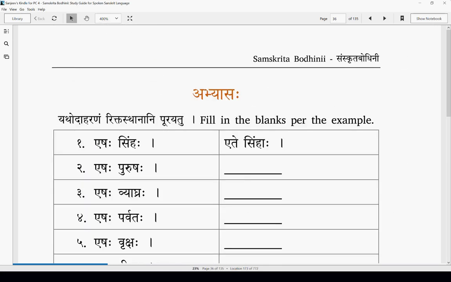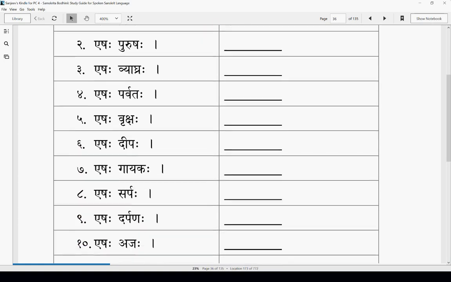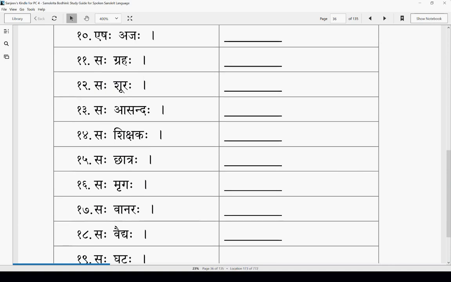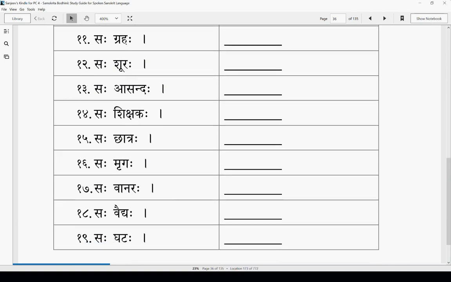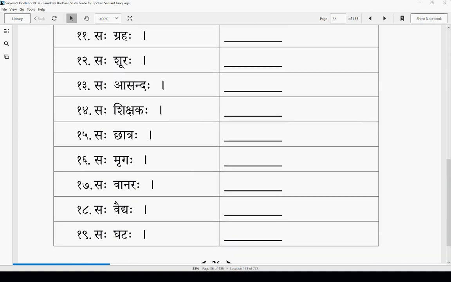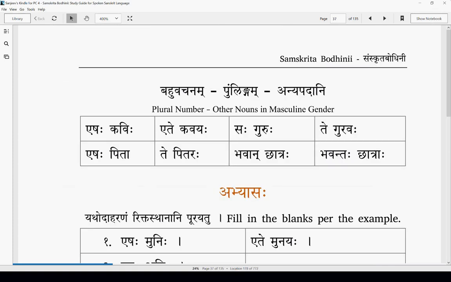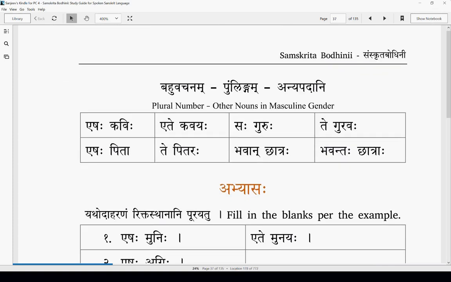Okay, so the last one. Esha Ghataha, pot. Saha Ghataha, te Ghataha. Ghata, you know what is Ghata? Pot.